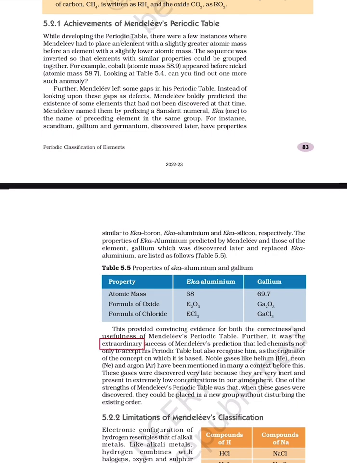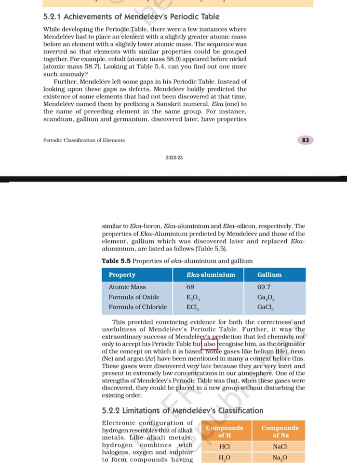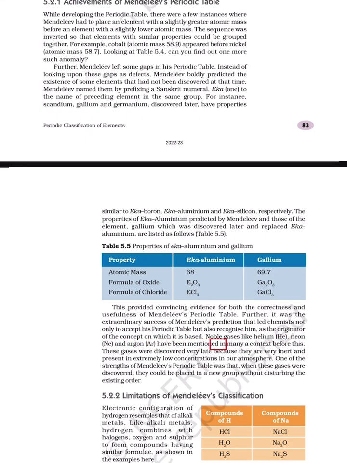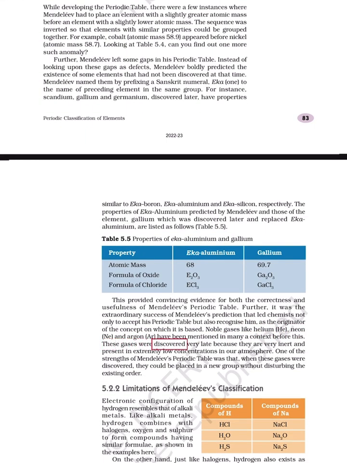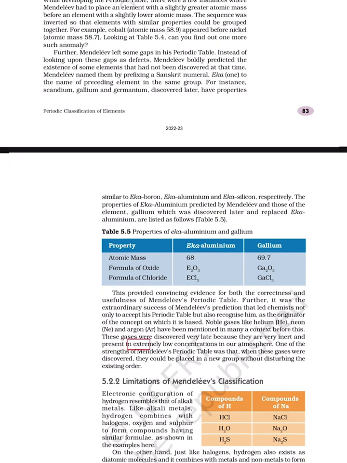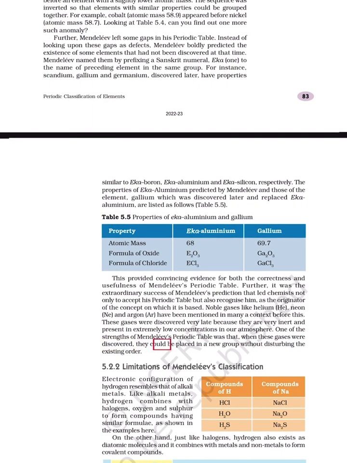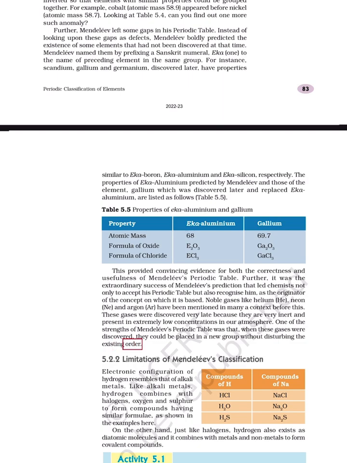Further, it was the extraordinary success of Mendeleev's prediction that led chemists not only to accept his periodic table but also recognize him as the originator of the concept on which it is based. Noble gases like helium, neon, and argon have been mentioned in many a context before this. These gases were discovered very late because they are very inert and present in extremely low concentrations in our atmosphere. One of the strengths of Mendeleev's periodic table was that, when these gases were discovered, they could be placed in a new group without disturbing the existing order.